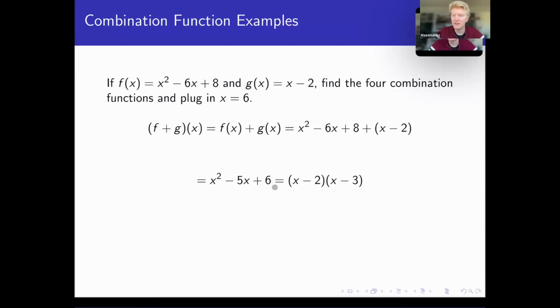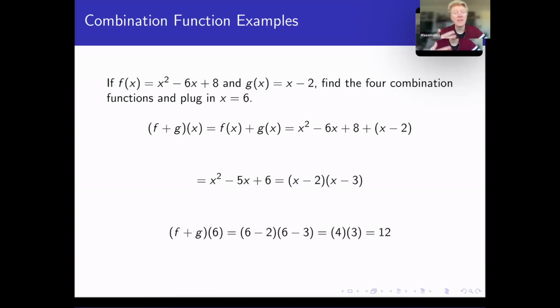And we can simplify that to x minus 2 times x minus 3. And now what I want is f plus g of 6. So wherever we see x, we're going to plug in 6. 6 minus 2 is 4. 6 minus 3 is 3. 4 times 3 is 12.